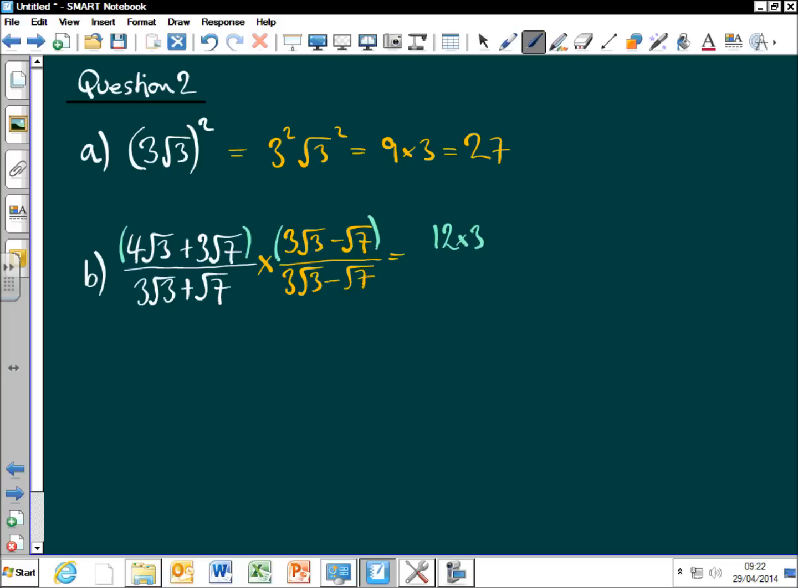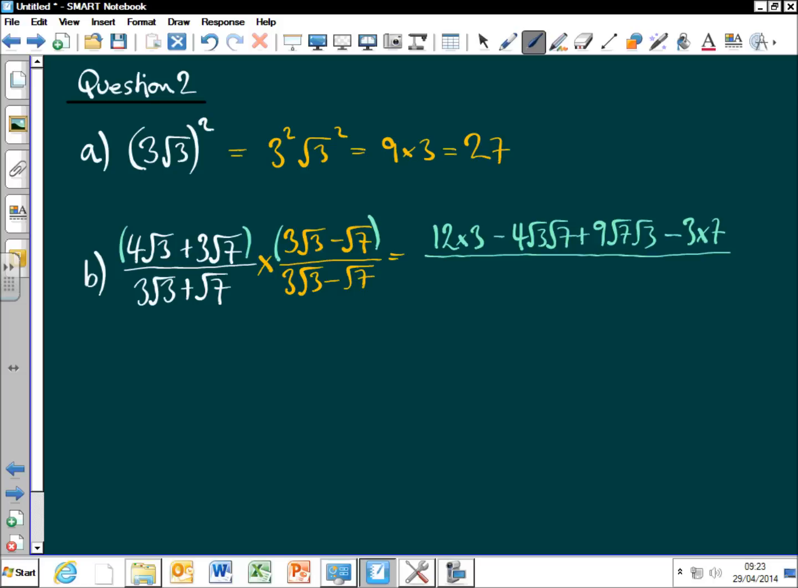And then I'm going to get 4 root 3 times minus root 7. So that's going to be negative 4 root 3 root 7. And then I'm going to get 3 root 7 multiplied by 3 root 3, which is going to give me 9 root 7 root 3. And then finally I'm going to get 3 root 7 multiplied by minus root 7, which is going to give me negative 3 times 7. And I'll tidy that all up in a moment.